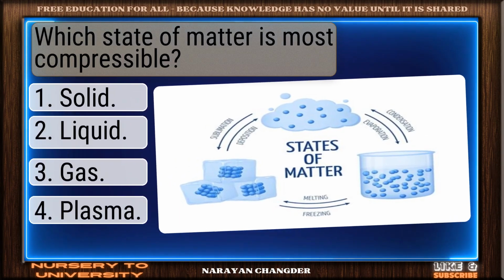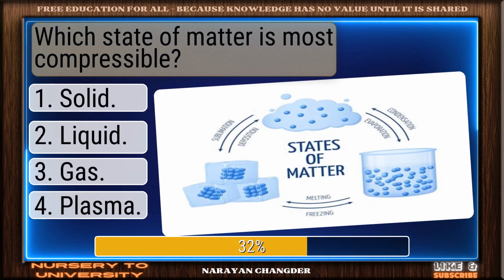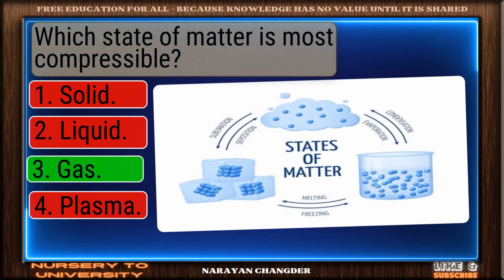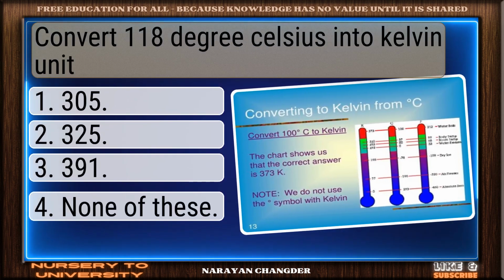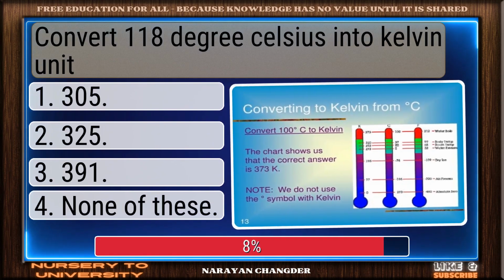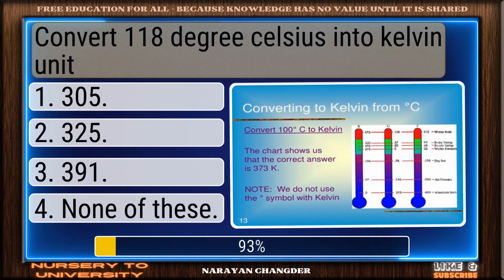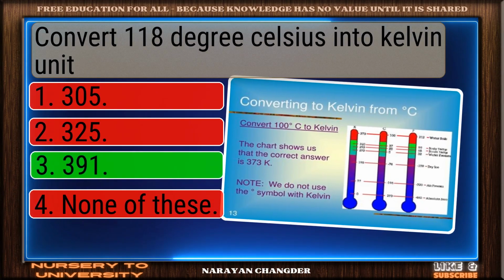Question number 69. Which state of matter is most compressible? Valid point. Gas is true. Question number 70. Convert 118 degrees Celsius into Kelvin unit. Solid response. 391 is a valid choice.